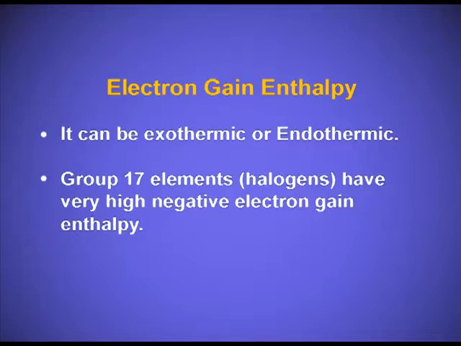Group 17 elements have very high electron gain enthalpy, but here we have to stress the point that the electron gain enthalpy of chlorine is higher than that of fluorine, in spite of the fact that fluorine is the most electronegative element of the periodic table. The reason is that fluorine and chlorine both have 7 electrons in their valence shell, but the atomic radius of fluorine is smaller compared to chlorine.